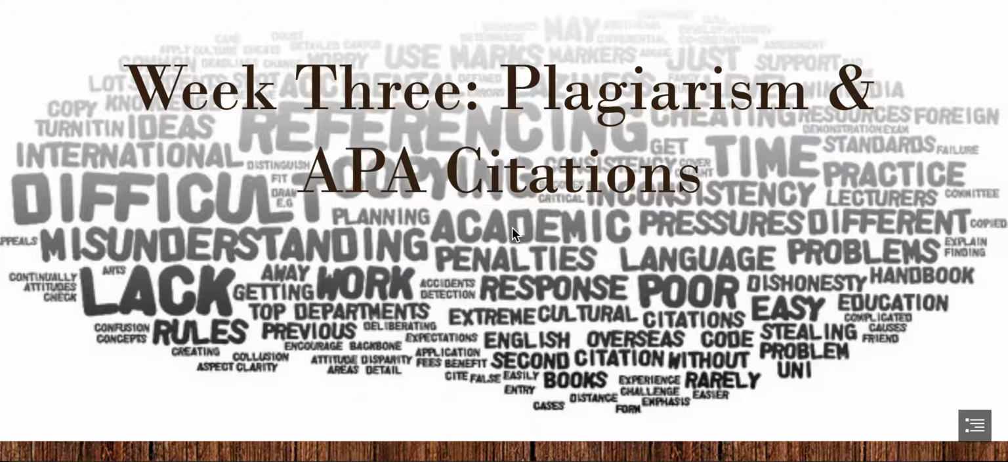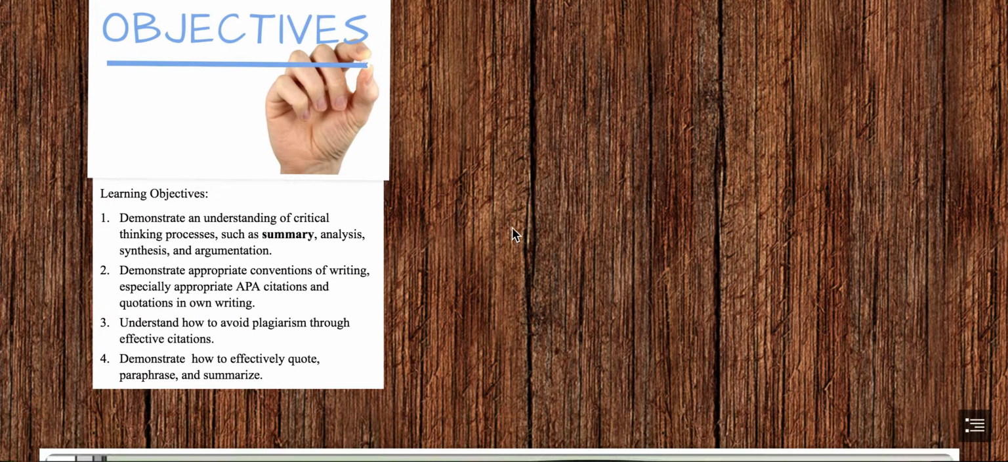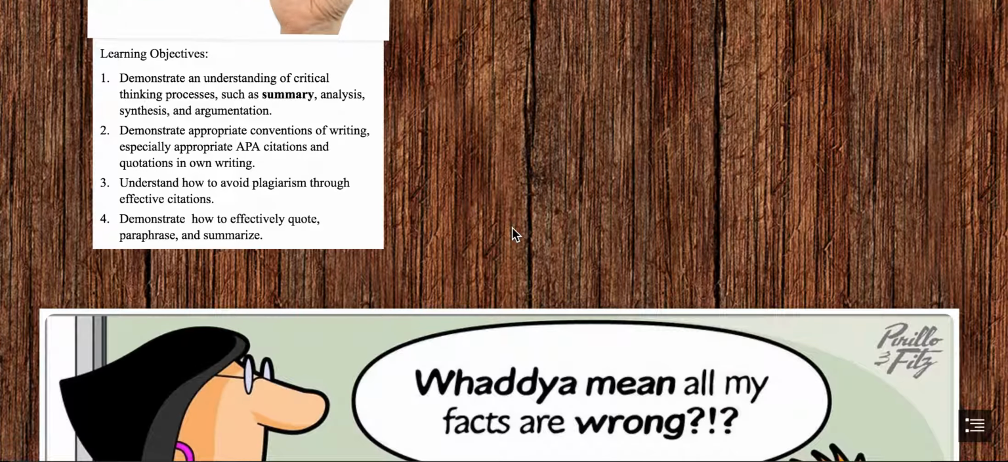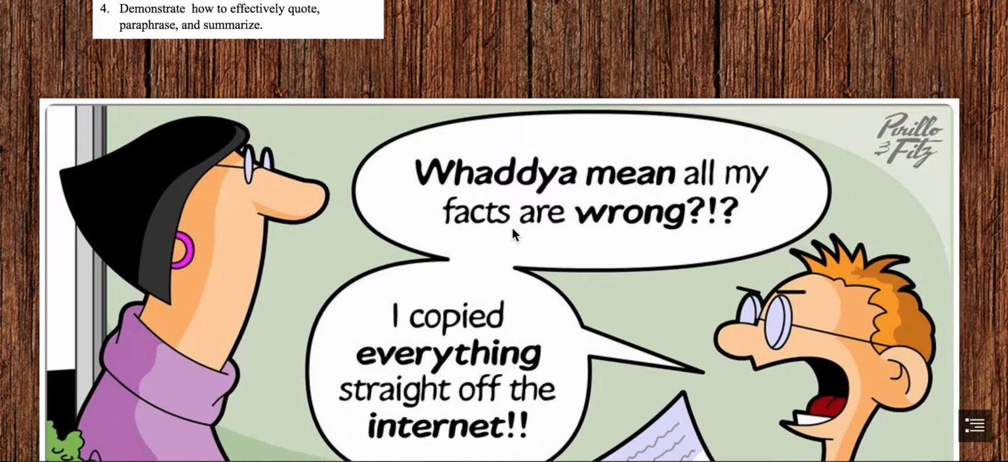Last week we talked about evaluating your sources, and this week we're going to build on that a little more and talk about how to avoid plagiarism and to properly do APA citations of those wonderful sources that you've found. And so our objectives are to demonstrate an understanding of especially summary and APA citations, that's our focus, and understand how to avoid plagiarism through effective citations.